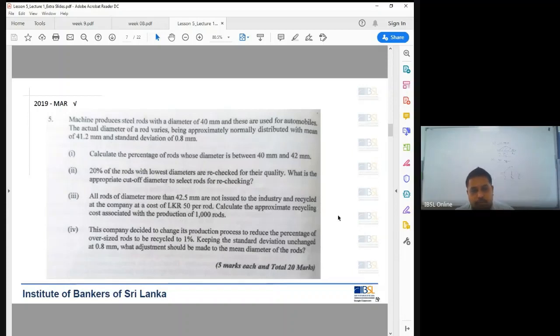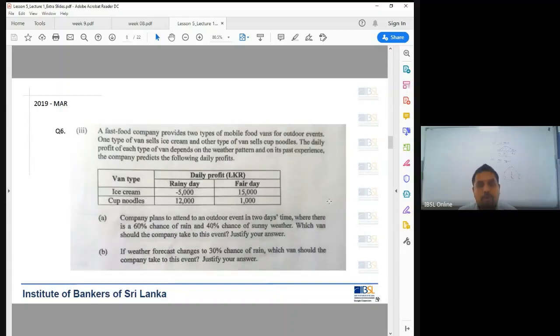So from that point onwards, we'll try to drill down a couple more papers and cover more questions on the probability and normal distributions. Okay. So we are continuing today's session with 2019 March question number 6. And I am at sub-part number 3. Okay. Let's go to the question.